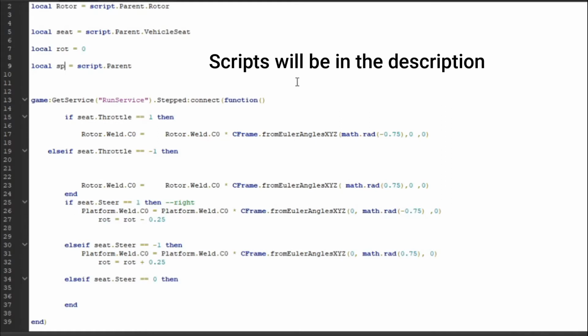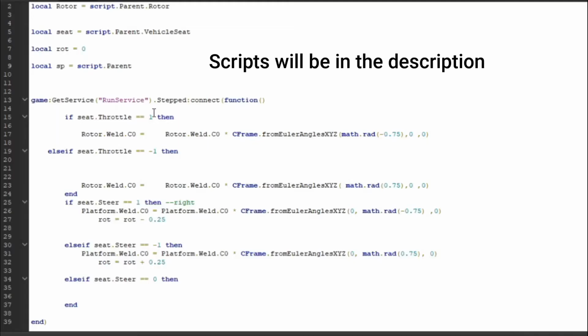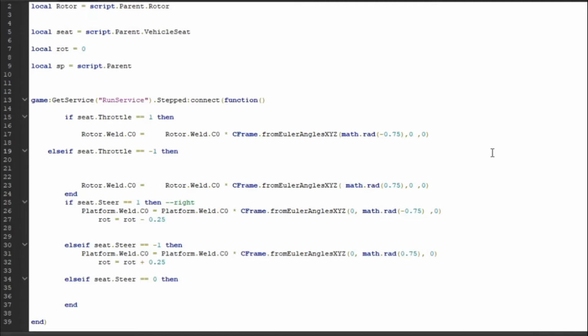Then if the seat, the variable in the vehicle seat, when you scroll down you see steer and throttle. Once the throttle equals 1, which it will if you press W or S, it will go +1 or -1, and then this script will activate and that script will activate, which will make the model go up and down, the turret go up and down. And then we got steer, which will make the turret go right to left.